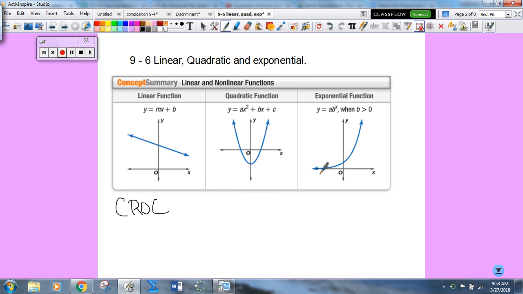Exponential is always a graph like this where b is greater than 0. Remember, in y equals a times b to the x, a is always our initial, and b is our ratio.